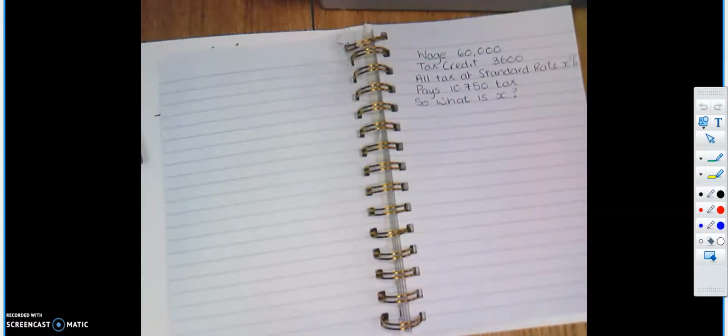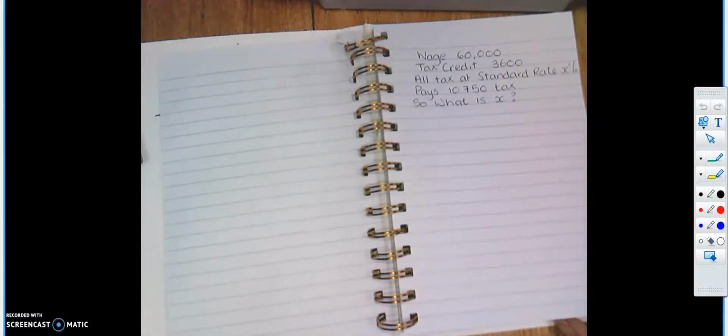Okay, slightly different question. In this question, you got told the person got given 60,000 euros as a wage. The person had a tax credit of 3,600. However, this person supposedly pays all their tax at a standard rate of X%. They don't pay a high one and a low one. They pay everything at the same rate. And this rate is X. We are told that the person pays 10,750 euros tax over the whole year. So, what we have to do is we have to calculate what the X is.